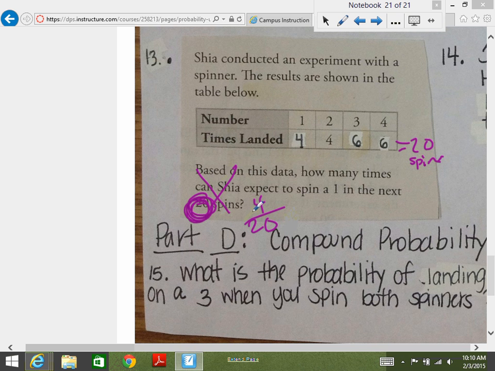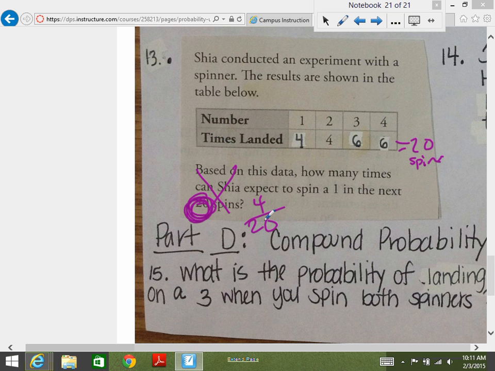So what this says is that if she continues to spin this spinner, for every 20 spins, she lands on a 1 4 times. Now, how many more times is she going to do this same experiment? 20 more times. So I can do 4 over 20 plus 4 over 20 plus 4 over 20, and keep adding 4 over 20 twenty times, and that would be my answer.